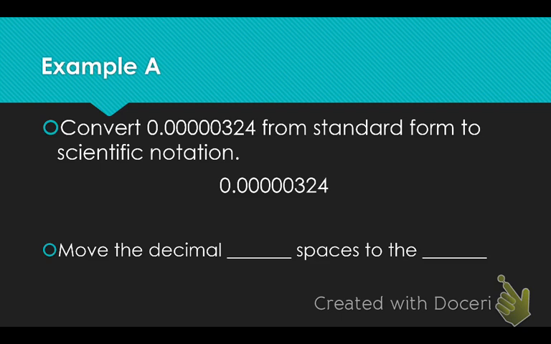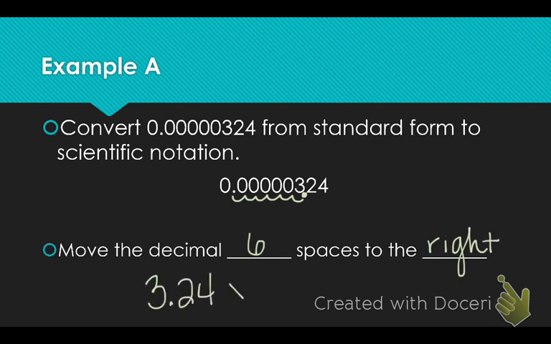Example A, convert 0.0000324 from standard form to scientific notation. Again, I'm moving the decimal so my number's between 1 and 10. So I'm going to move my decimal so it says 3.24. Then I have to decide how many times I moved my decimal. 1, 2, 3, 4, 5, 6. So I have to move the decimal 6 spaces to the right to make it 3.24 times 10 to the negative 6.